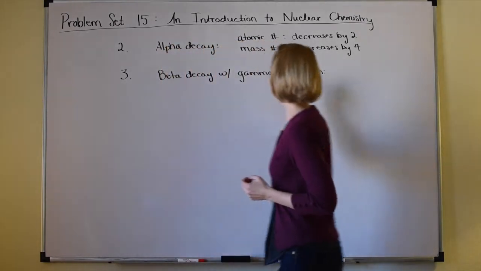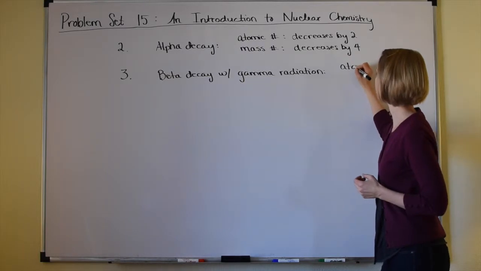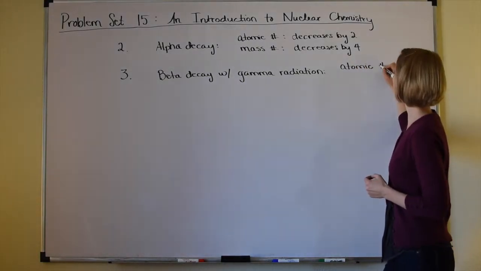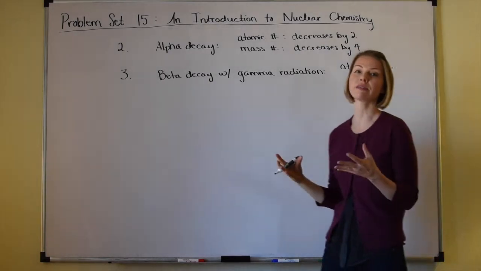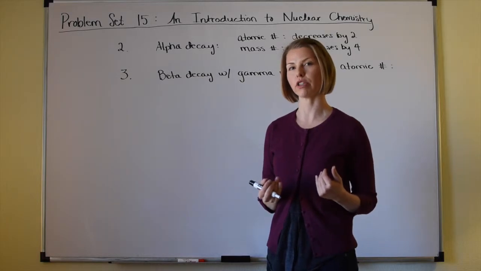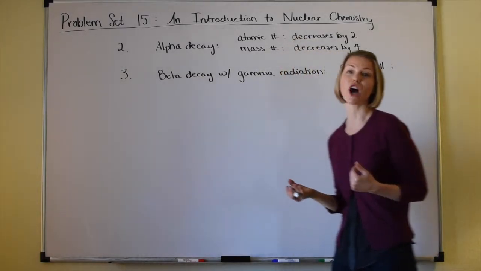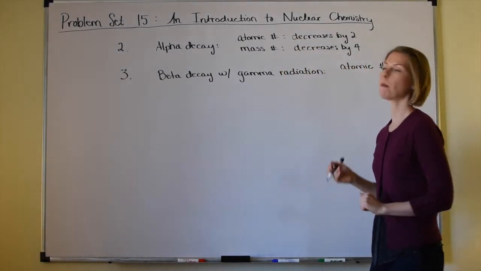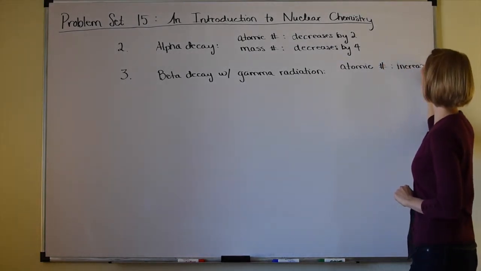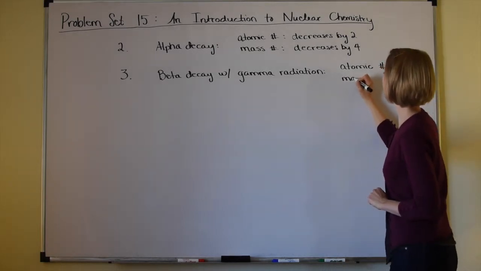So how is that going to affect the atomic number of the element undergoing that decay? Well, the atomic number, remember, gives you the number of protons. A neutron decomposes into a proton and a beta particle. So the atomic number is going to increase by 1. So I'll write here increases 1.